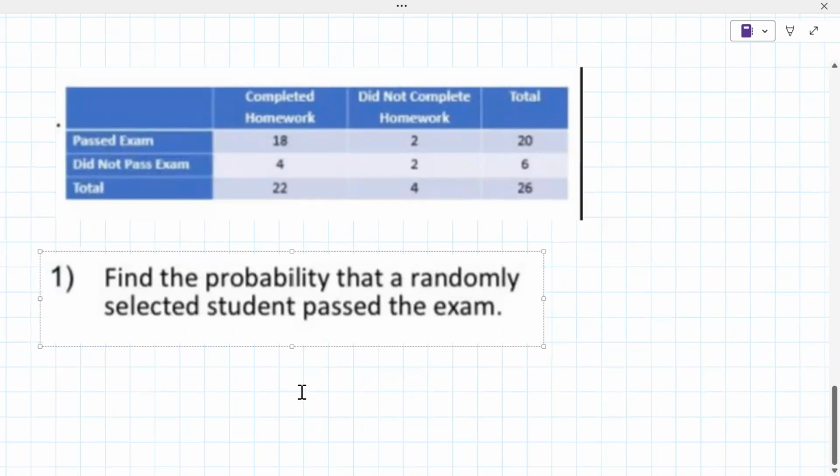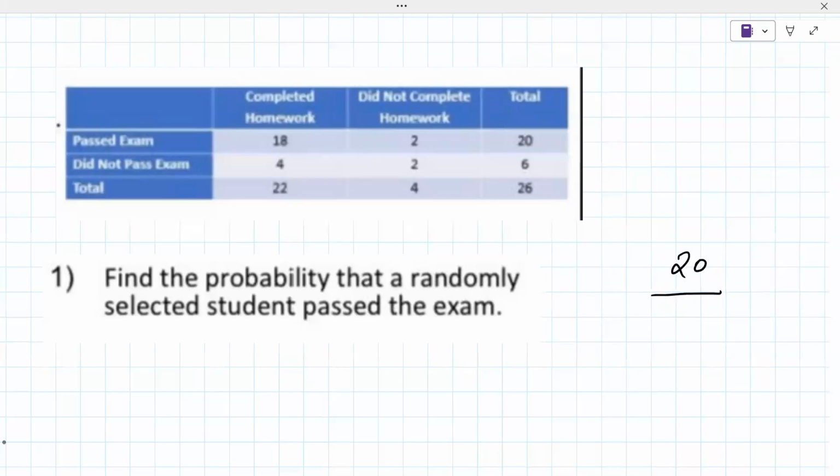So how many students passed the exam out of how many students total? So I'd say passed the exam would be 20 over 26. Yes, and what could that be reduced to? Reduced to 10/13. You got it.